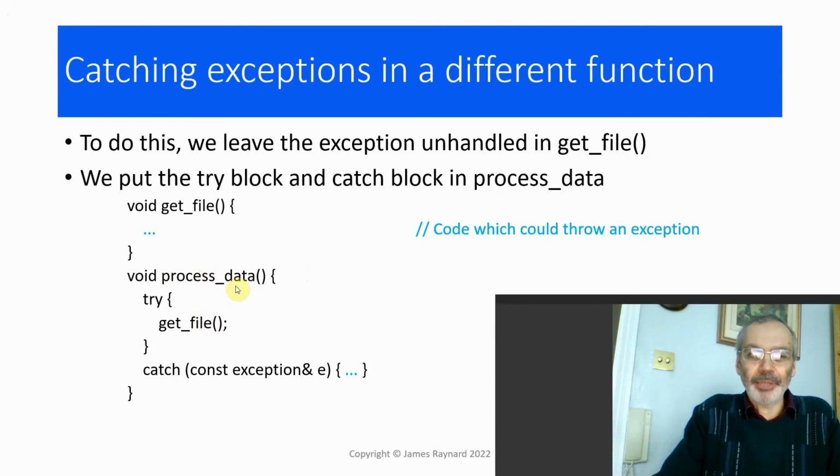So we have our process data function which calls getFile inside a try block. If any exceptions are thrown in here, there are no handlers, so the program jumps out of this scope, it returns from getFile, and it'll now be inside this try block, and then it'll look for the next catch handler up, which is this one, so it should get handled here.